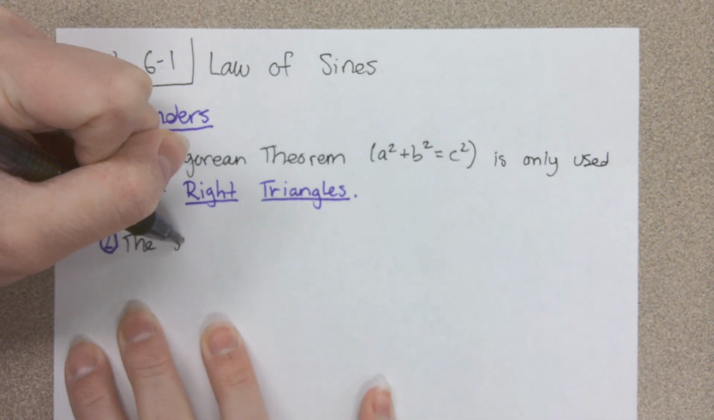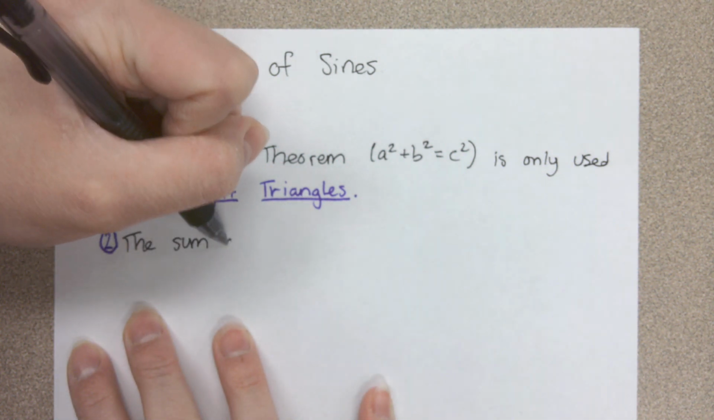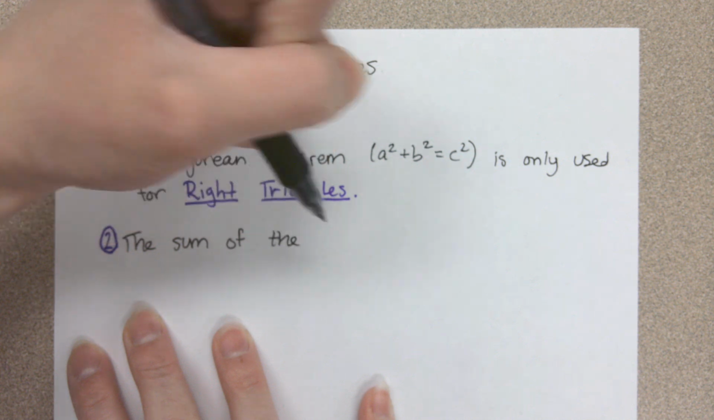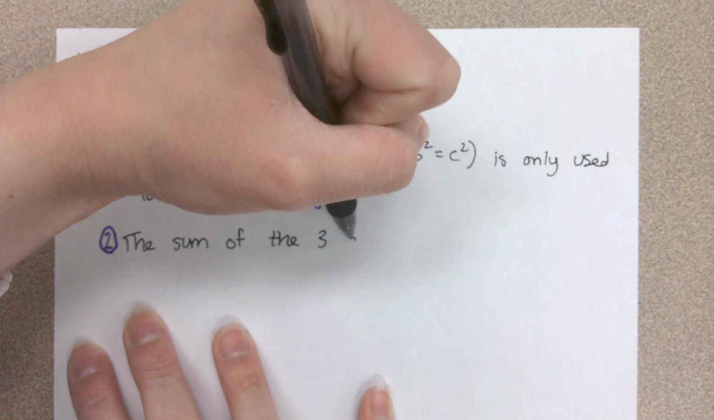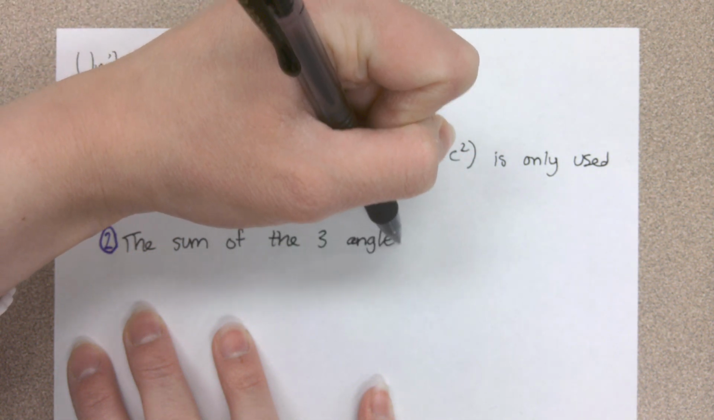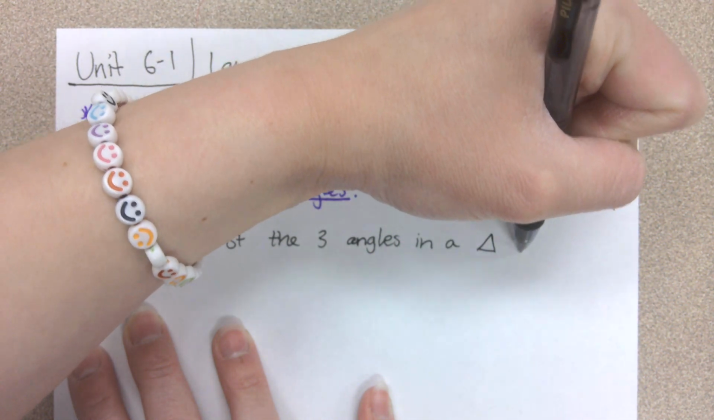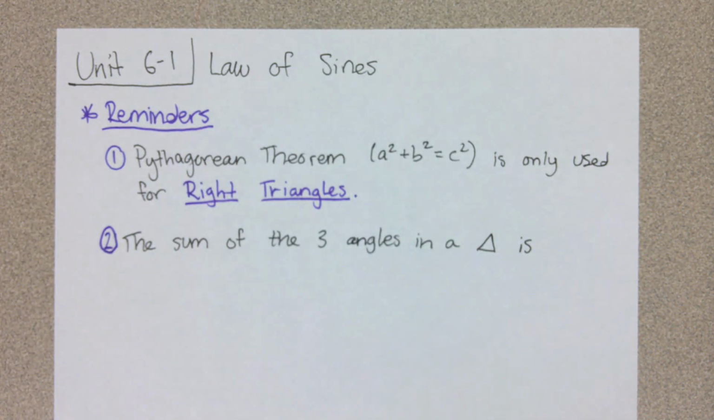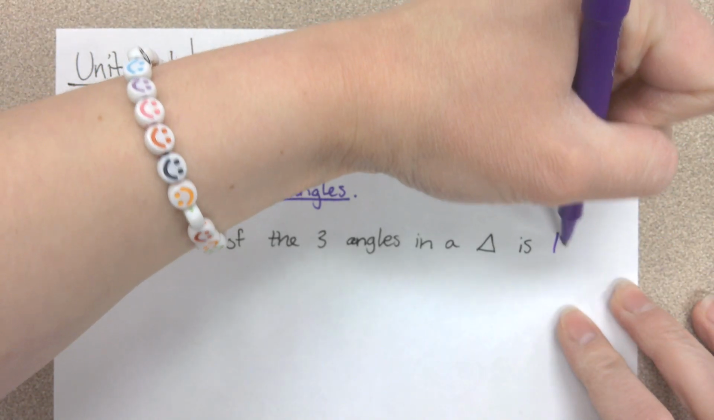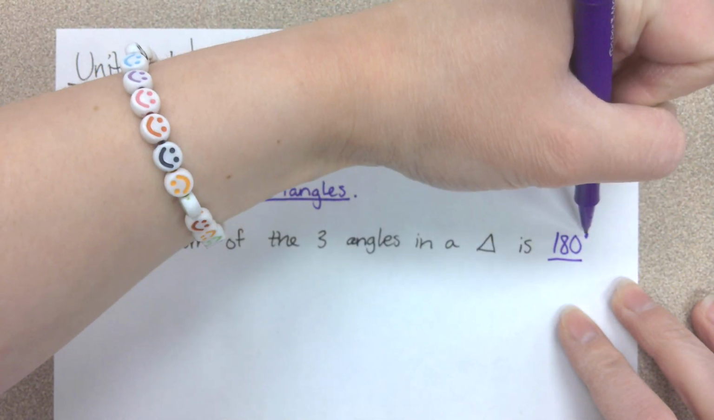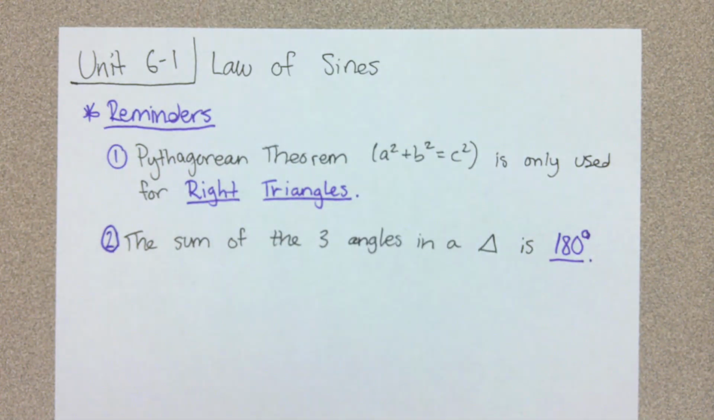The sum of the three angles in a triangle is what number? 180, thank you. 180 degrees. I would spend all year teaching that. Sum of three angles is 180.